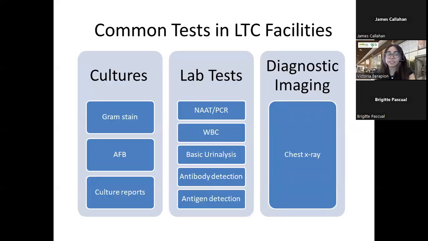These are common tests that you'll see in our long-term care facilities. For cultures, we have Gram stains, AFBs, and culture reports. And then for lab tests, we have NAATs, PCRs, white blood cells, basic urinalysis, antibody detection, and antigen detection. And then for diagnostic imaging, we look at chest X-rays.